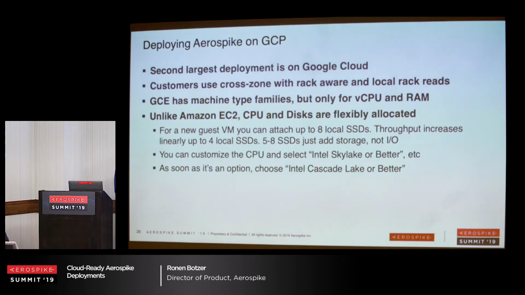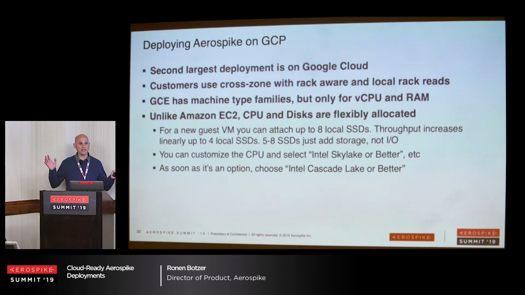Google is weird. It has machine type families, but they're only for CPU and RAM. In Amazon and in Azure, they come with a specific type of disks and a specific number of disks, right? In Google, there's this interesting concept that drives are like this fungible thing. You just attach a drive. A drive is just a drive. It's like money. There's no difference. You just attach a drive.